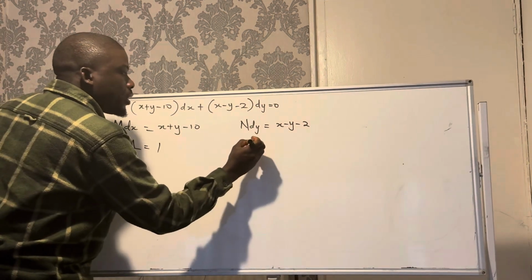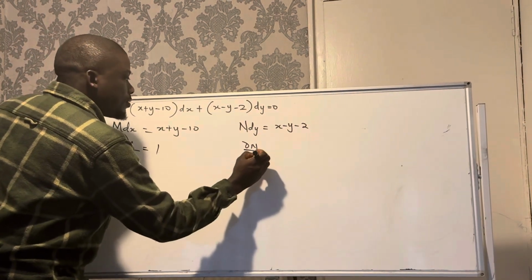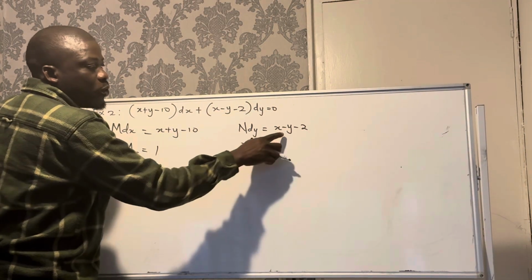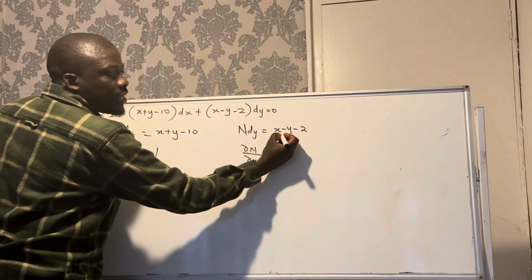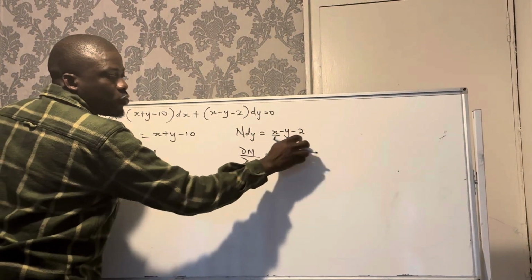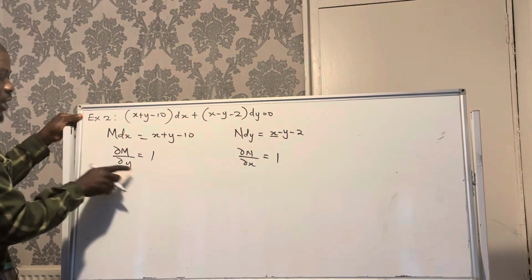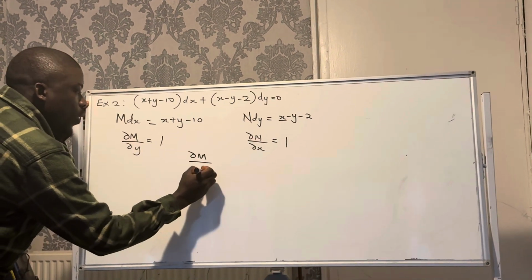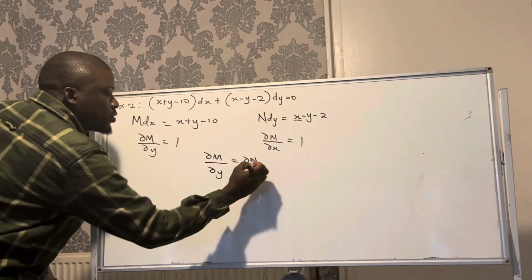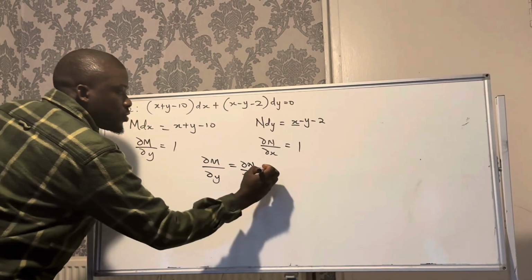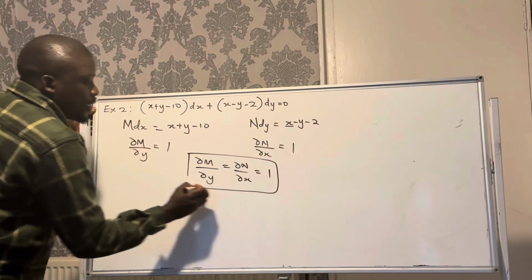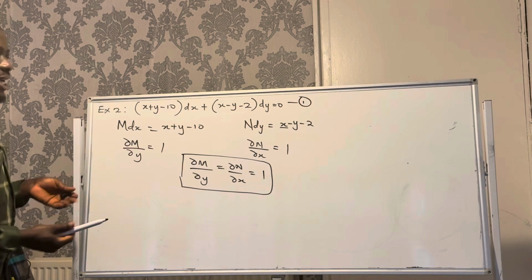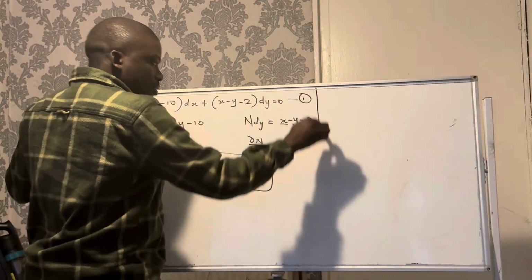Now let's look at our partial n with respect to s. Now we are differentiating this partially with respect to s. Here, if you differentiate s, you have 1. So these two are constant. So now if you look at this, our partial m with respect to y is equal to what? Partial n with respect to what? Partial s, which is equal to 1. So we can say that this differential equation is exact.